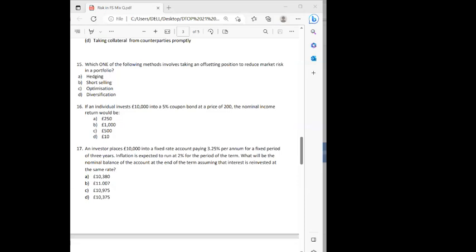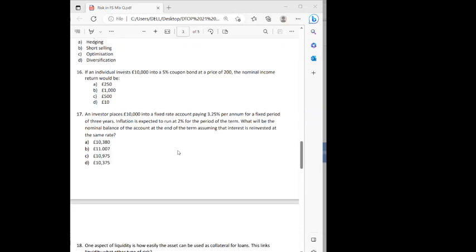I think these are all familiar terms, right? When you're taking offsetting positions, when you are losing from one side, you are getting the gain from the other side. So the correct answer is A, that is hedging. You can do a few more. Let's go quickly. Question number 16.